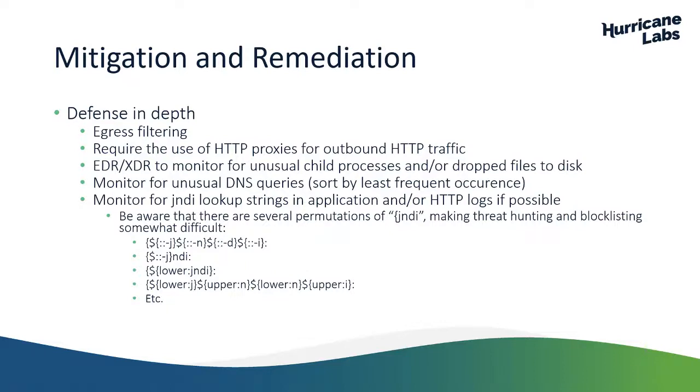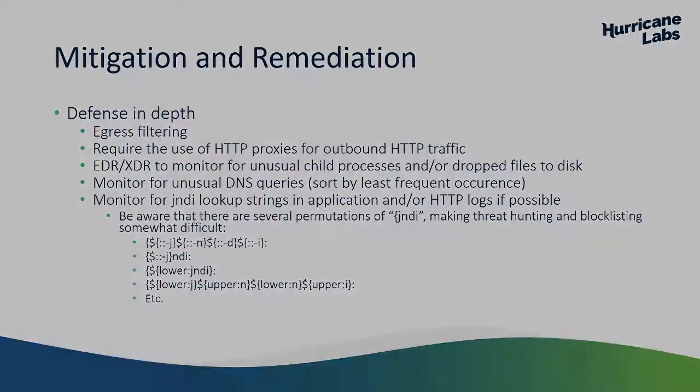You can also consider looking for the JNDI lookup strings in your application and or network traffic logs, such as HTTP logs or proxy logs if you have them, but be aware that there are a lot of different permutations of the JNDI lookup strings, and there are a lot of different ways to obfuscate that string, making the threat hunting and block listing based on just looking for a portion of the JNDI lookup string considerably difficult.